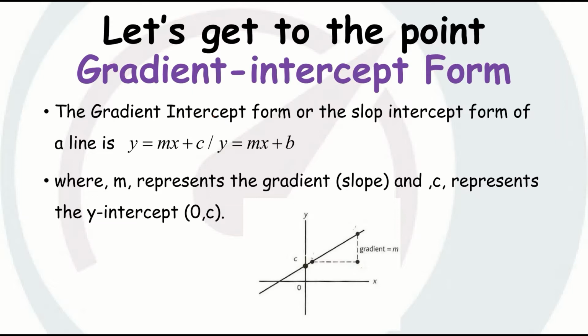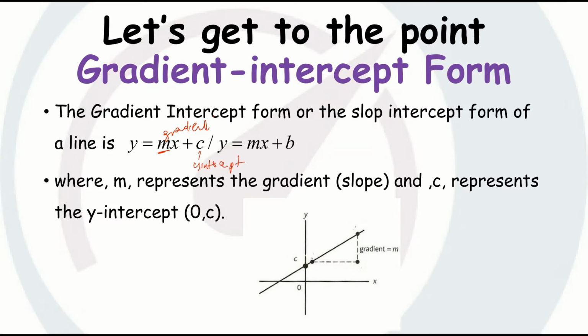The gradient-intercept form is y equal mx plus c, or in some textbooks they may use y equal mx plus b. Now in our equation we have a lot of variables here. We have y, we have x, we have m, and we have c. The common m that we use is for gradient, that you can see in the video above, so check the link if you have not seen the first video on gradient. Now m stands for the gradient and c stands for the y-intercept.